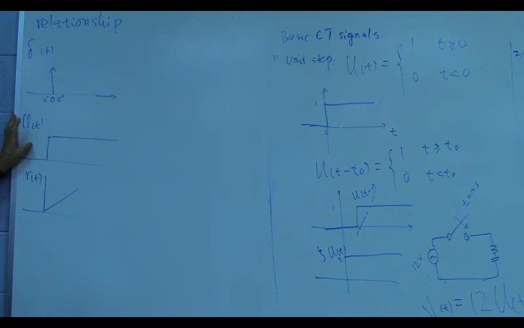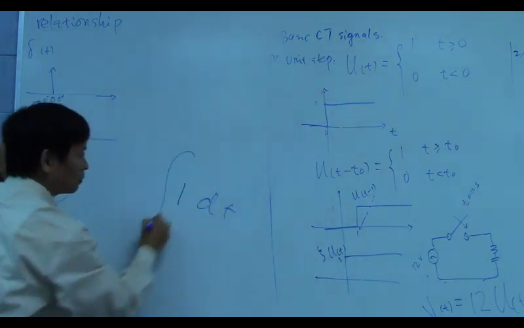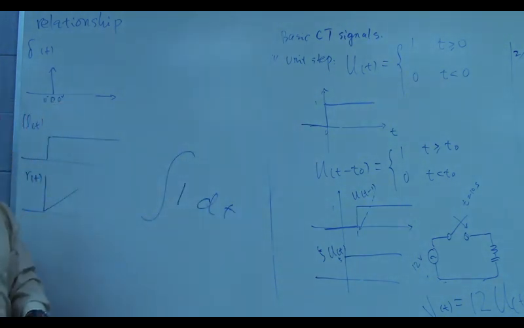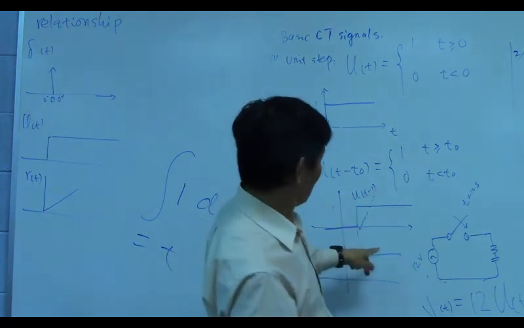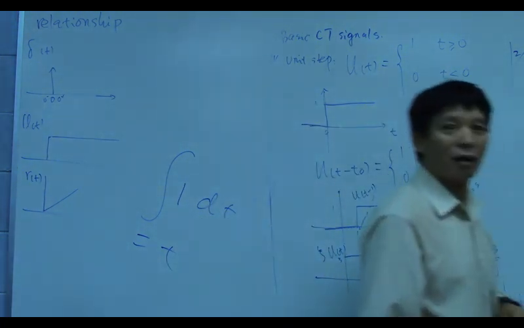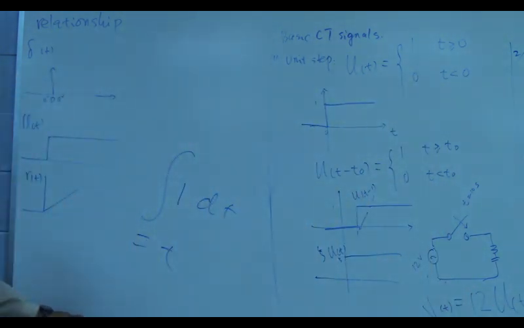Make sense? And you integrate it again, you get this one. Why? Because this is 1, this is 1 dt. What is 1 dt? Equals t. And what is t? t is this one, here. Good observation. This one, integration, you get here. This one, integration, you get here. Make sense?